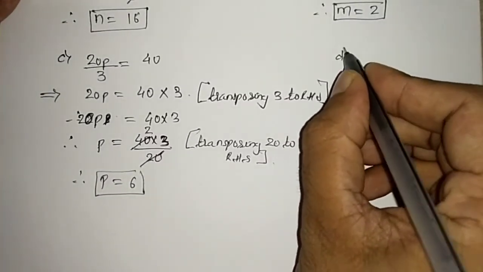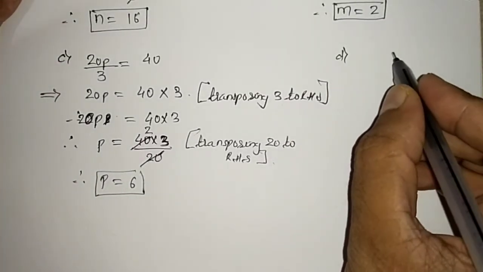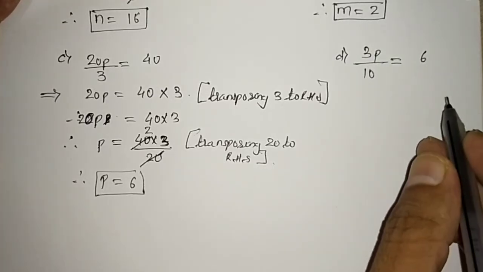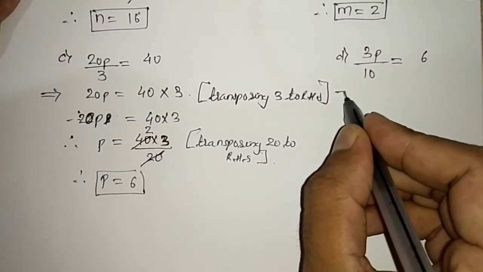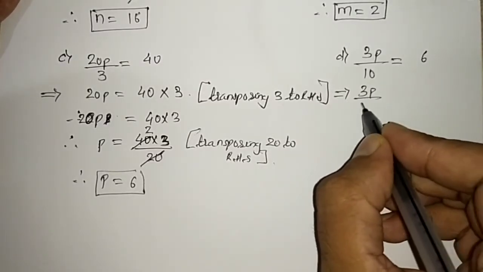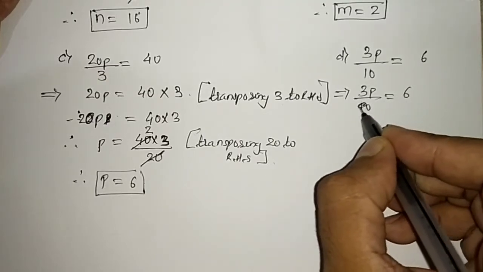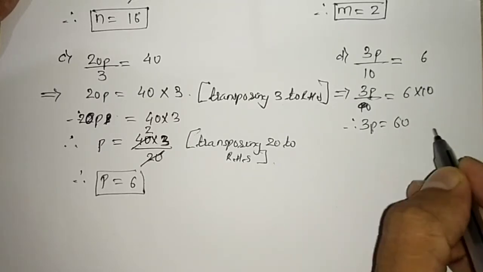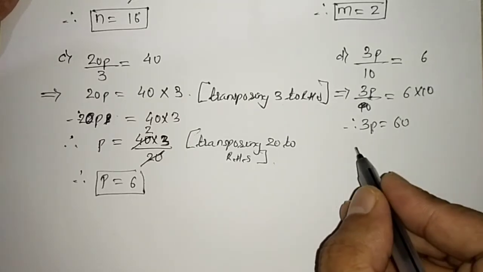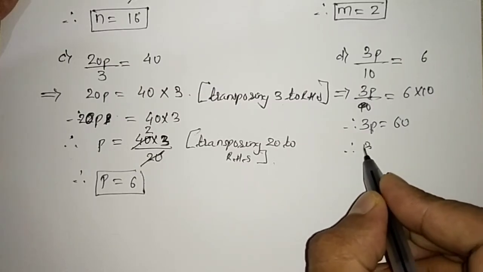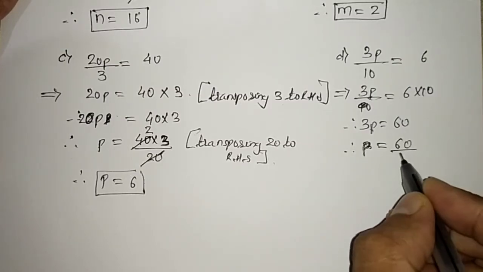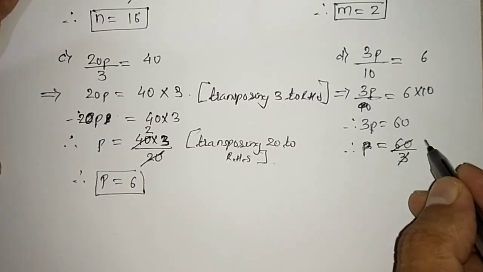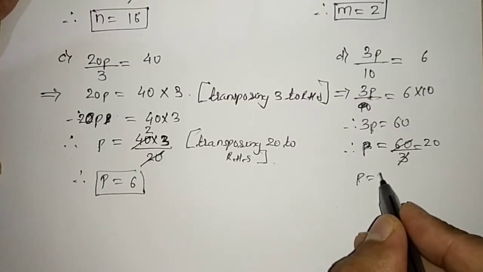Moving to part D. Part D is 3p divided by 10 is equal to 6. First step will be transposing 10 which is in division. It will go that side. So we will get 6 into 10. Therefore 3p is equal to 60. You will write transposing 10. Transposing 3 to that side, so we will get p is equal to 60 divided by 3. Again you will write transposing 3 to RHS. 3 1s are, 3 2s are, so it will be p is equal to 20.